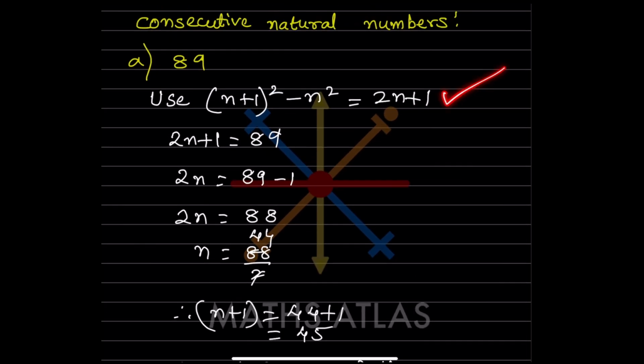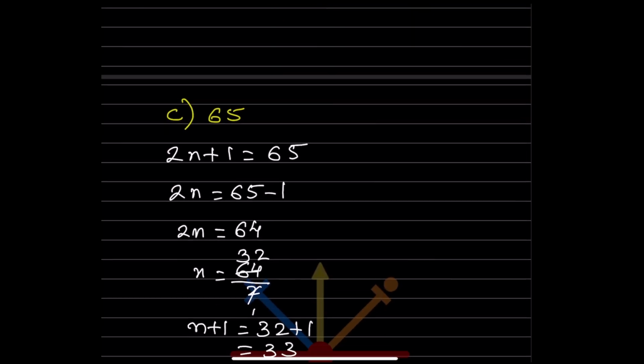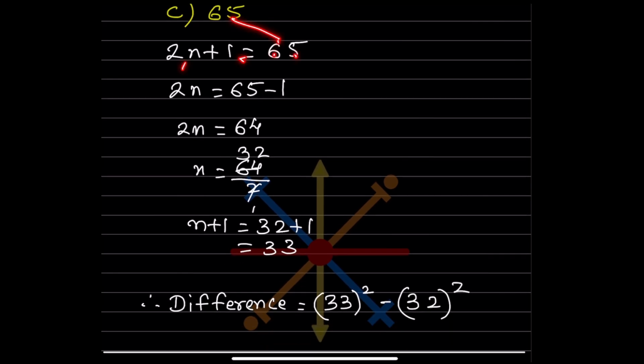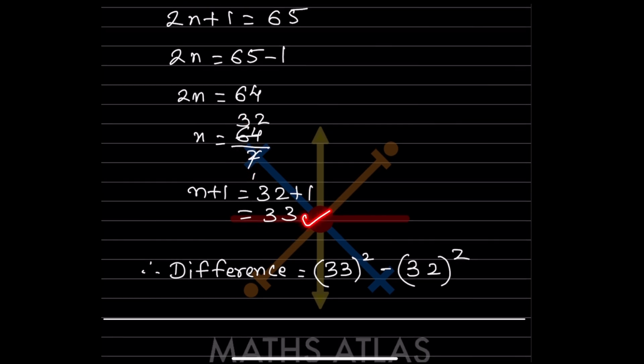Again the same. We'll write the same formula here. I have not written it here, so you can write it. 2n plus 1 is 65. So 2n is 65, that will be minus 1. 2n is 64. So n will be 64 by 2, so we got here 32. So n plus 1 is 32 plus 1, that is 33. So the difference is going to be 33 square minus 32 square.